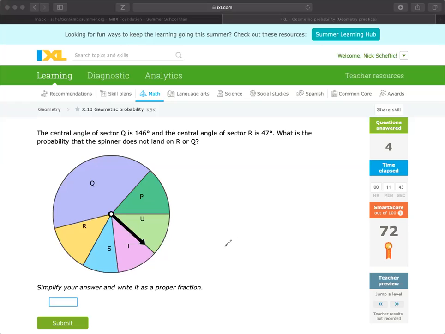Let's do one more. We have a different visual on this one. Central angle Q is going to be 146. Okay, so it's going to be important to know. So this is 146 degrees. The central angle of R is 47. What's the probability that the spinner does not land on R or Q? All right, so we're going to have to find what the rest of this is right here.